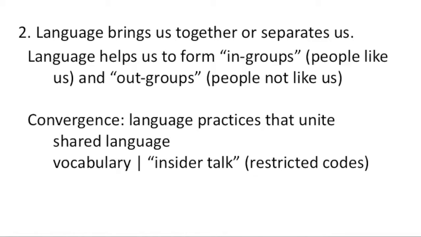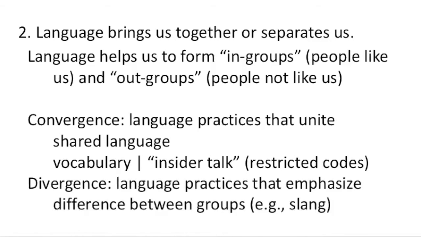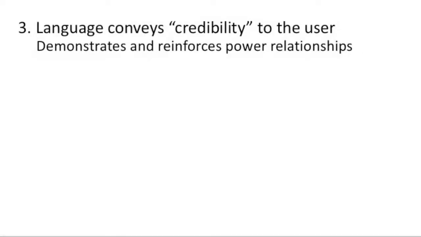And there's also other forms, like particular forms of insider talk, which the textbook refers to as restricted codes. So this would include things like inside jokes, or maybe pet names or nicknames that you have for other people. Of course, when we're creating groups like us, we also create groups not like us. So divergence includes language practices that emphasize differences between groups. So for example, the usage of slang can be a way that a particular group may differentiate itself from another.